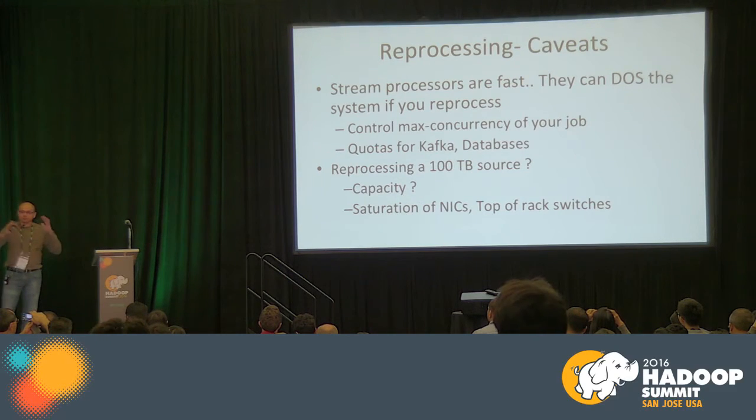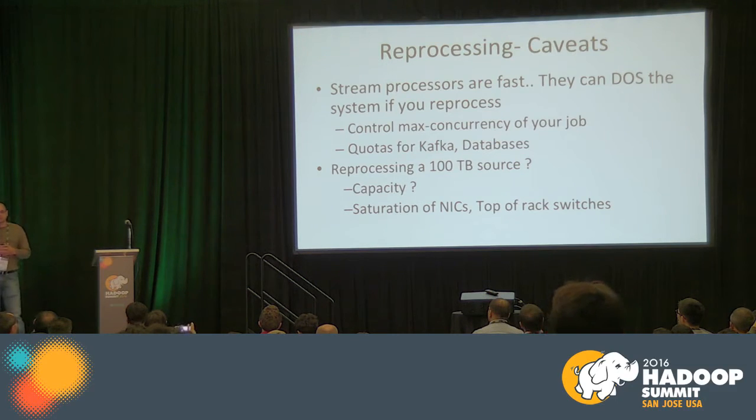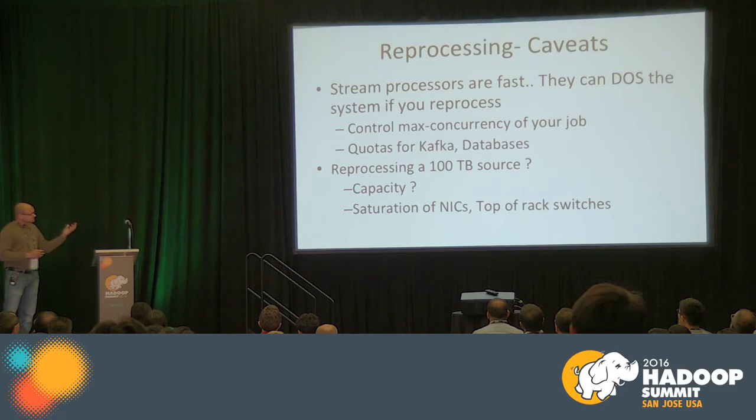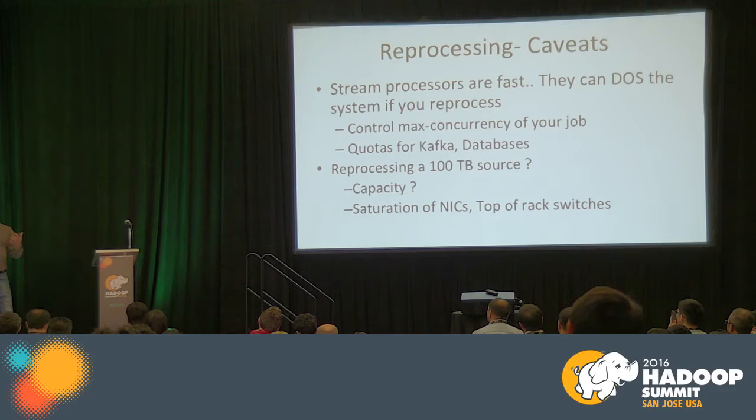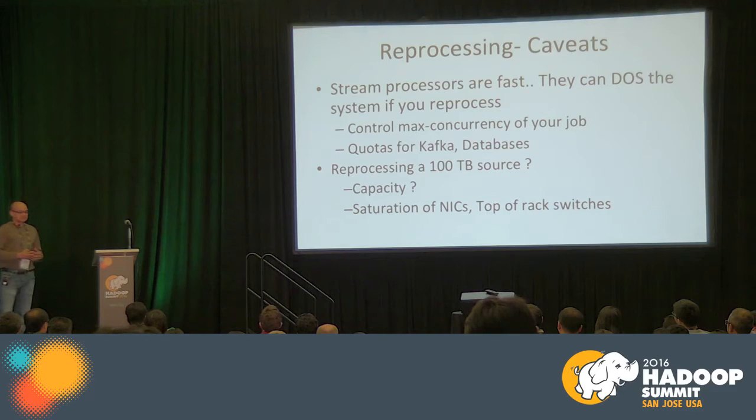So first off, you want to control the max concurrency of your job. You can do that in SAMZA, and I'm sure you can do that in other systems as well, whereby in SAMZA you can control the number of containers, and in the future the number of threads per container. Then you also have to worry about quotas. In this particular case, we built quotas into Kafka in the last year, and that protects Kafka. We also need quotas in your databases. So Espresso has quotas. Every respectable database out there has quotas. That way you can't DOS the database.